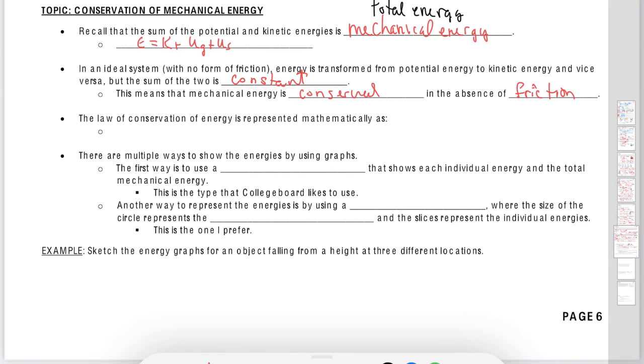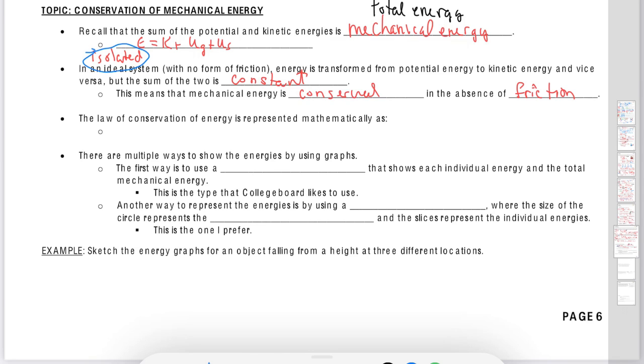When we talk about systems in AP Physics 1, our systems are isolated, and that's kind of like what an ideal system is. It's this concept of isolation, so no matter or energy is going to be allowed to go in or out.